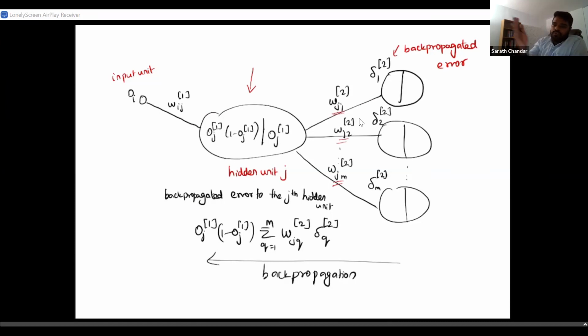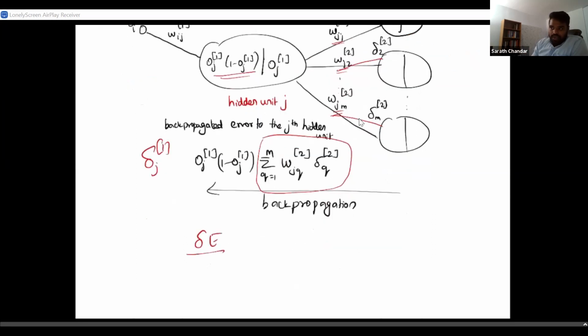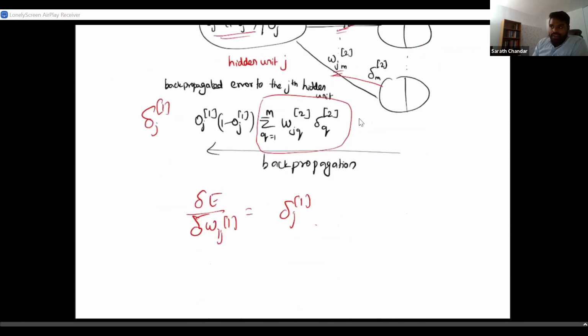Now, all you have to do is go backward. So when you go backward, you multiply these two things together, you multiply these two things together, you multiply these two things together. Now, since they're coming to one place, you add them. So that is what this is doing. And then you multiply that with this value. Now this is my del j of 1. Now I can easily compute dou E by dou Wij of 1, which is simply del j of 1 multiplied by the input to the weight, which is OI.